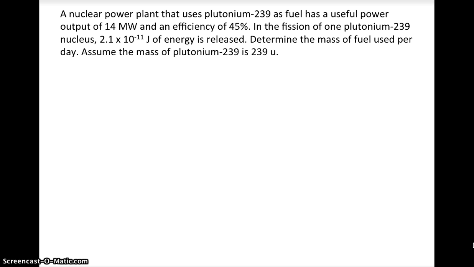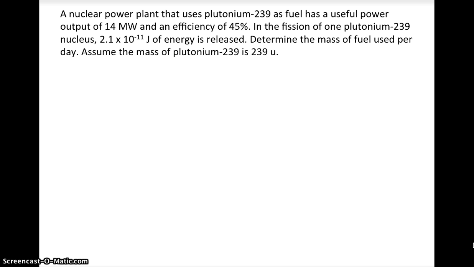A nuclear power plant that uses plutonium-239 as fuel has a useful output of 14 megawatts and an efficiency of 45%. In the fission of one plutonium nucleus, this amount of energy is released. It's given. Determine the mass of fuel used per day. Assume the mass of plutonium-239 is 239 u. So that's the mass of one nucleus.